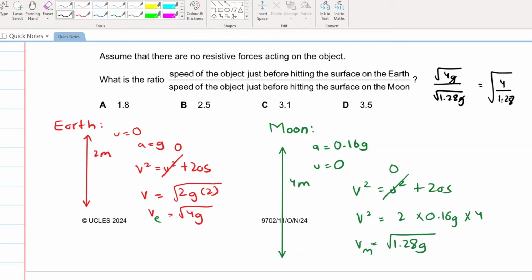Let's calculate this answer. 4 divided by 1.28. What does this answer come out to be? 1.8. A is your answer. Any ambiguity here? A comes out to be your answer. Nothing more, nothing less.